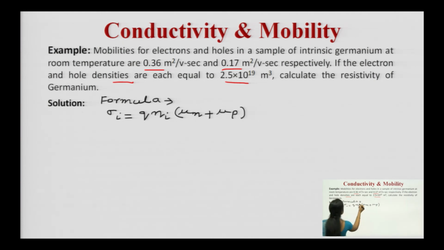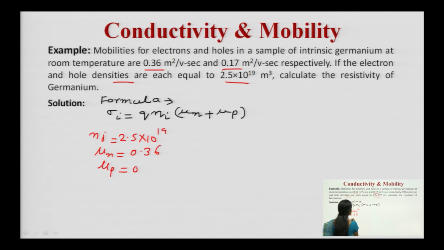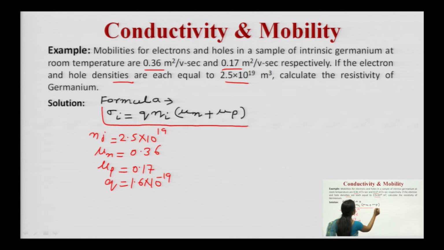In this particular question, it is given that electron and hole densities are each equal. Ni is given as 2.5 into 10 raised to the power 19. Mu n is 0.36. Mu p is 0.17. Q you already know, which is 1.6 into 10 raised to the power minus 19. Substitute all these values into this particular formula.